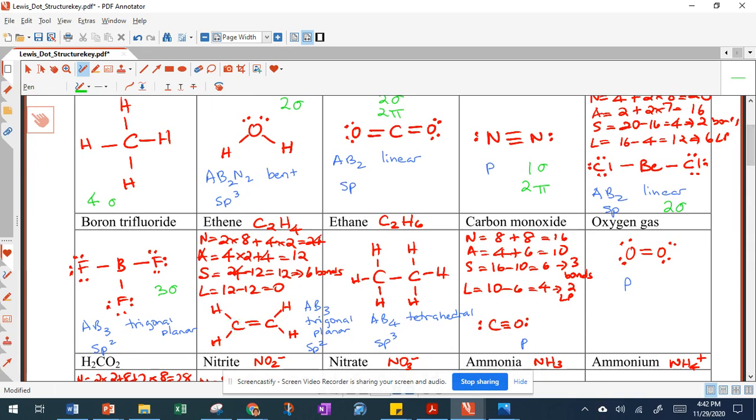Here we have 1, 2, 3, 4, 5 sigmas, and then 1 pi. So each bond in your molecule is going to be a sigma bond. If you have double or triple bonds, those will count as an additional pi bond. Double would be 1 additional pi, triple would be 2 additional pi's. So that's how you figure that out.